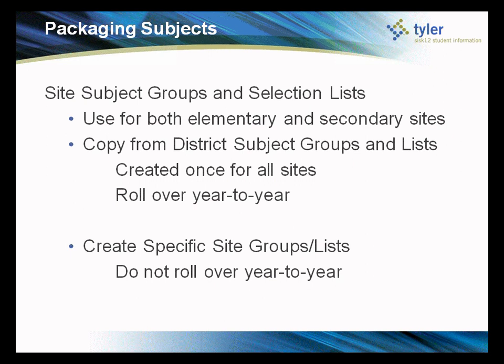We discussed district subject groups and selection lists in the webinar for district subject lists. Now we will discuss site subject groups and selection lists. These are used by elementary and secondary sites. There are two types. The first can be created at the district level and copied from the district list to the sites. They are created once for all sites and roll over from year to year. The second are created at the site level and do not roll over from year to year.